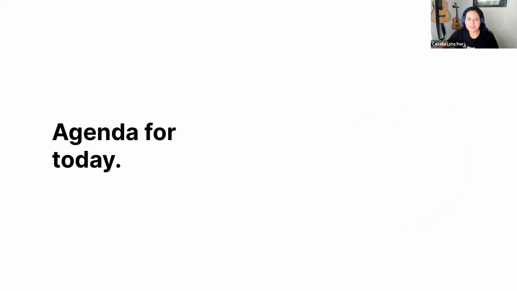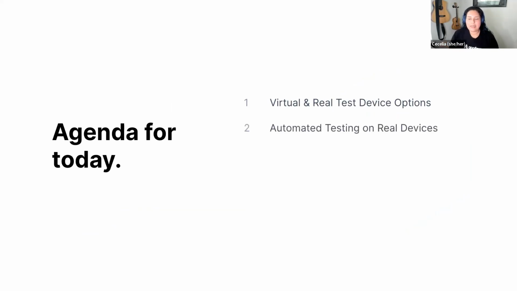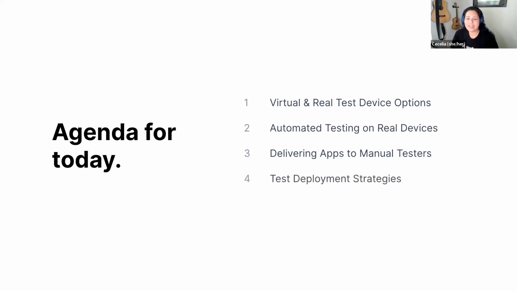So in order to cover all this, we do have a very packed agenda. There is a lot to dig into when it comes to mobile testing. So first, we're going to talk about your virtual and real device test options. Then we're going to talk about automating testing on real devices with an example. Then delivering apps to manual testers, so you know how to leverage those test channels, as well as dig into some test deployment strategies that you can take back and implement on your team.